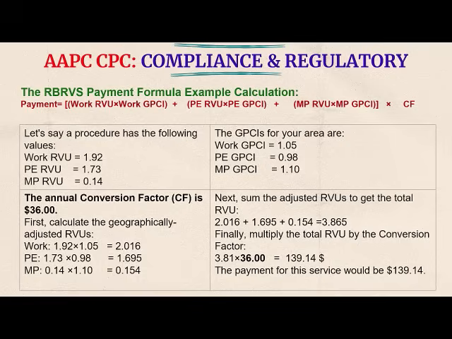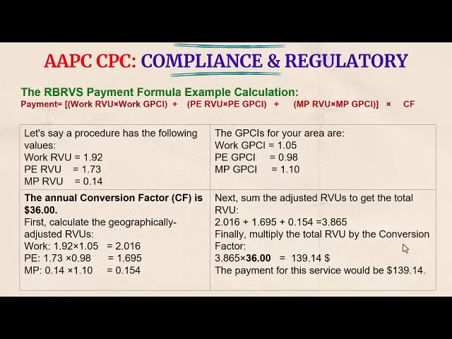Finally, multiply the total RVU by the conversion factor. Here the conversion factor is $36, and the total RVU is 3.865. So 3.865 multiplied by 36 comes to $139.14. So the payment for this service would be $139.14.